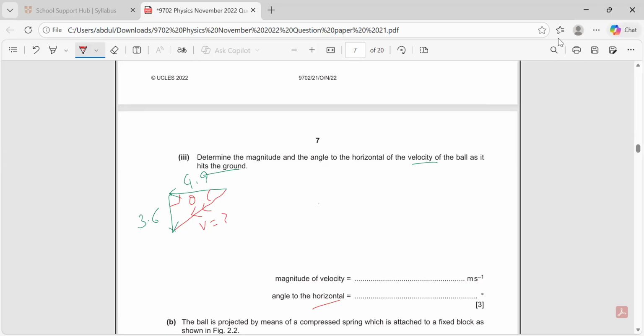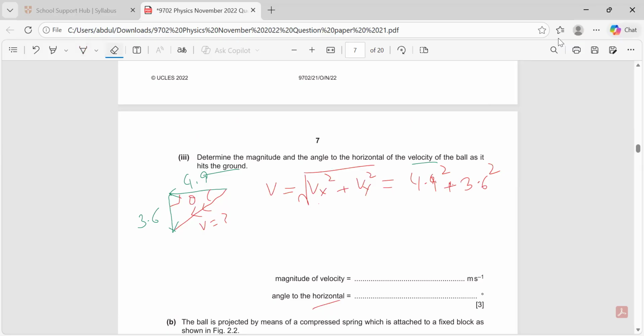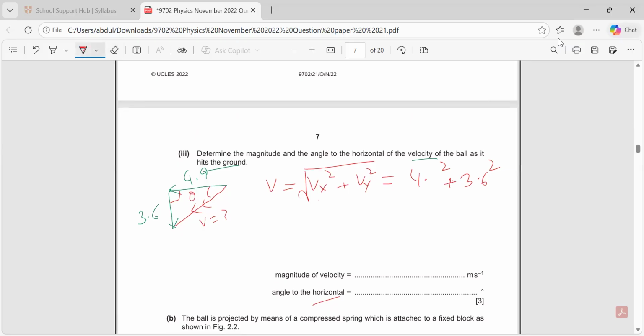So simply for velocity, my dear sons, we can write that v is equal to the root of vx square plus vy square. When I'm placing the values, I'm writing it equal to 4.9, that was the given horizontal velocity, and it stays constant, plus 3.6 square. So 4.9 square plus 3.6 square. As we simplify this, after rounding it off, we are getting 6.1 meters per second.